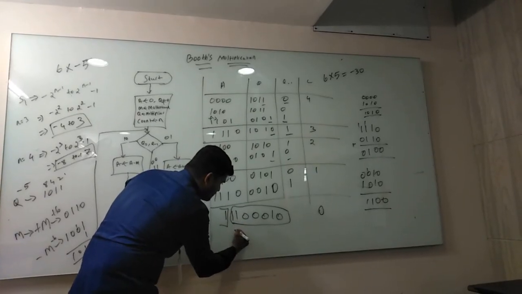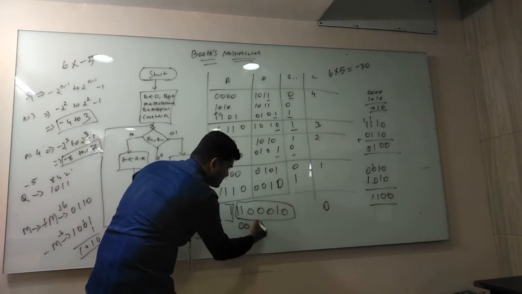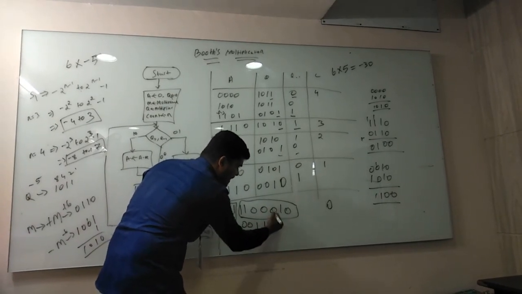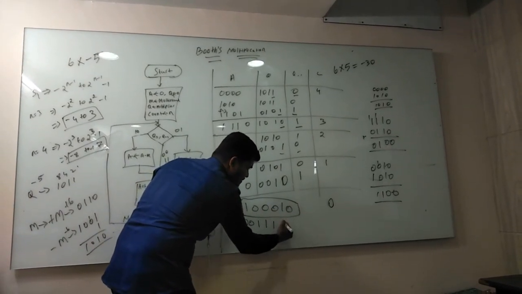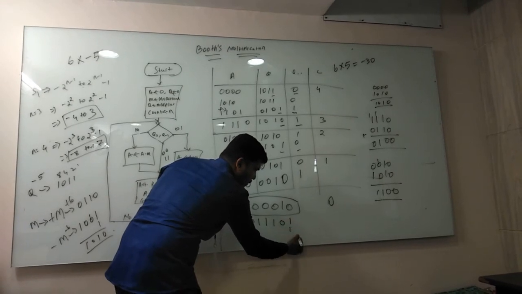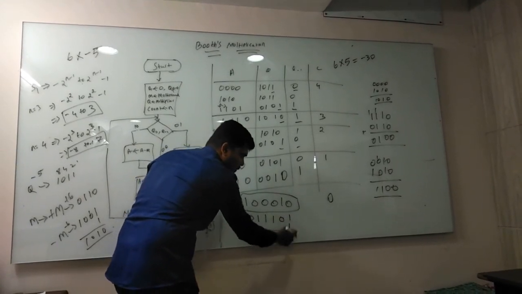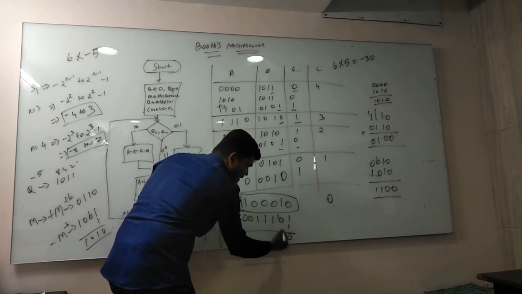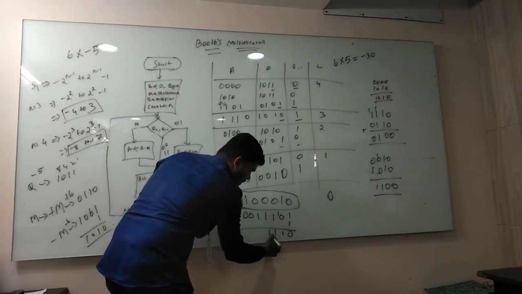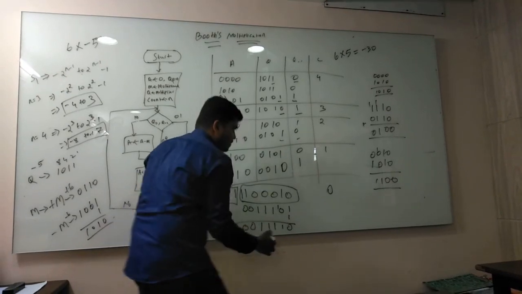So 1 will become 0, 1 will become 0, 0 will become 1, 0 will become 1, 0 will become 1, 1 will become 0, 0 will become 1 and 1. So 1 and 1 is 0. You need to add 1 for 2's complement. 1 and 1 is 0 with 1. So 1, 1, 1, 1, 0, 0. So what have we got?